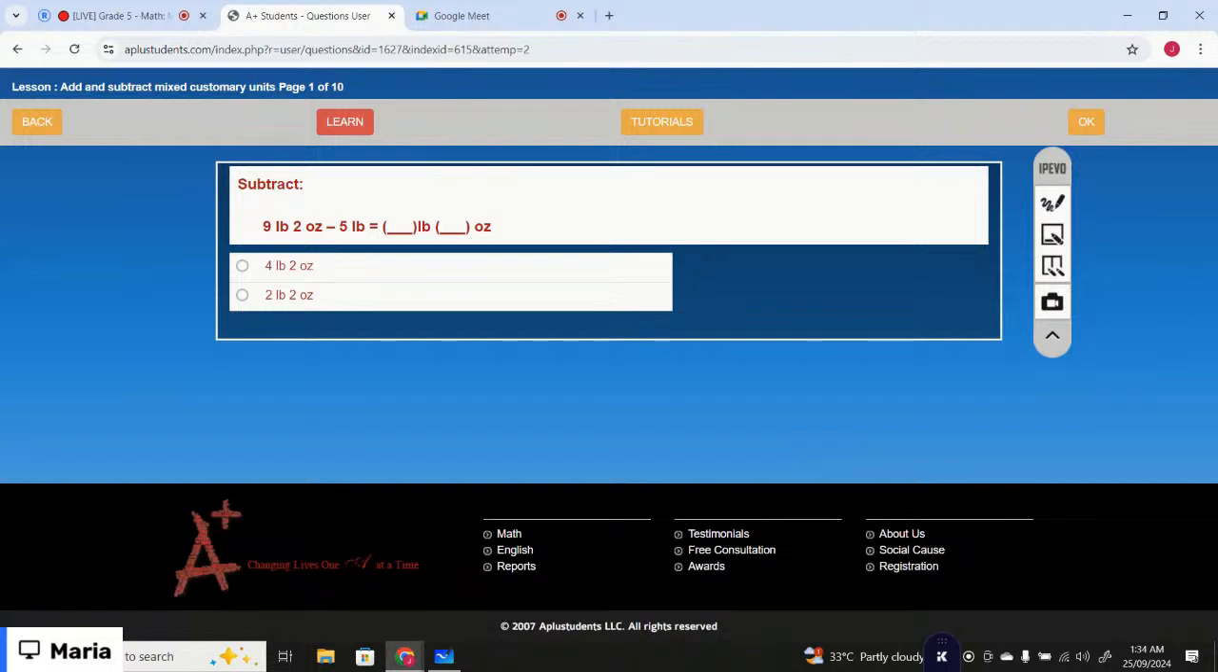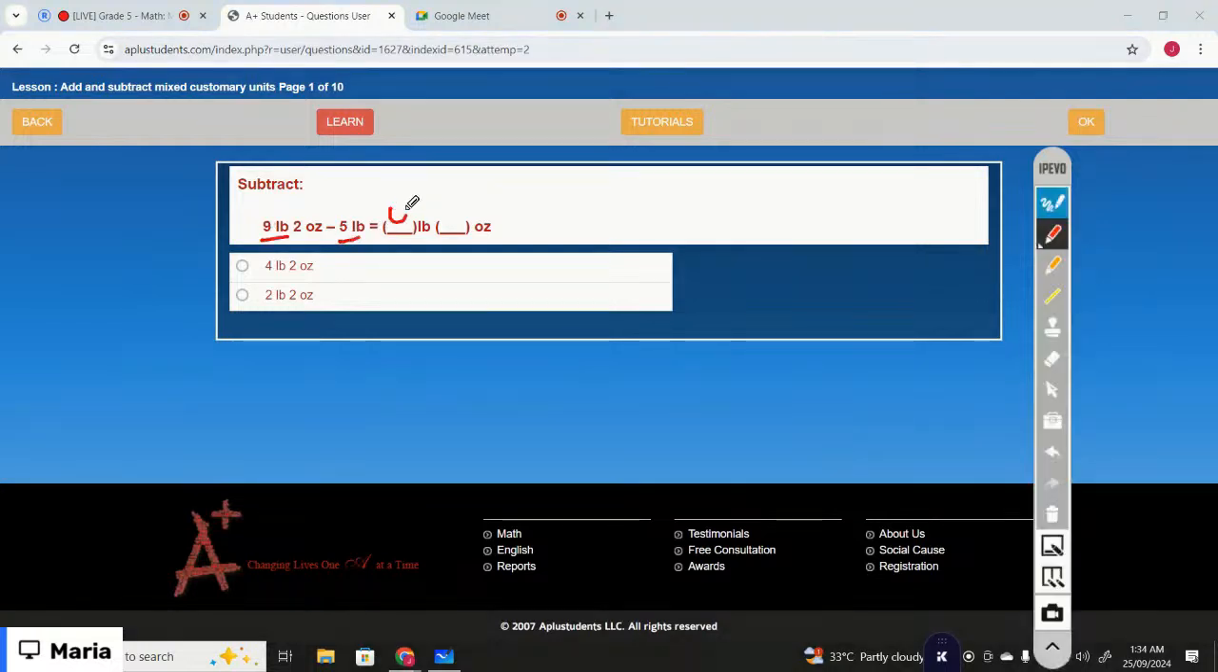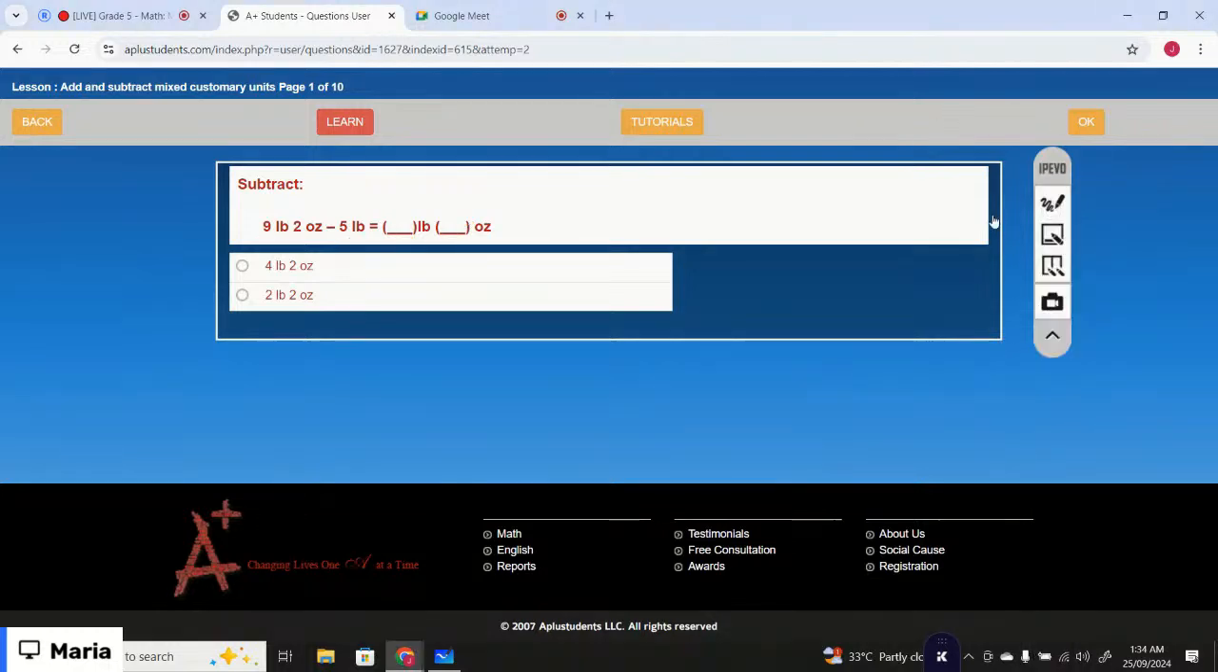So the correct option is you need to subtract pounds from pounds and ounces from ounces. You have 9 pounds. So just do 9 minus 5, that is 4 pounds. And then you have 2 ounces. The correct option is 4 pounds and 2 ounces. So option number 1 is the correct option, right?